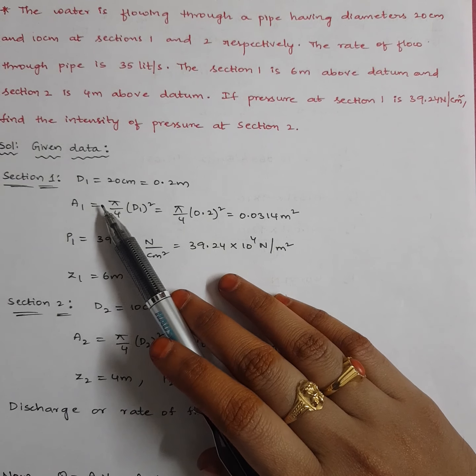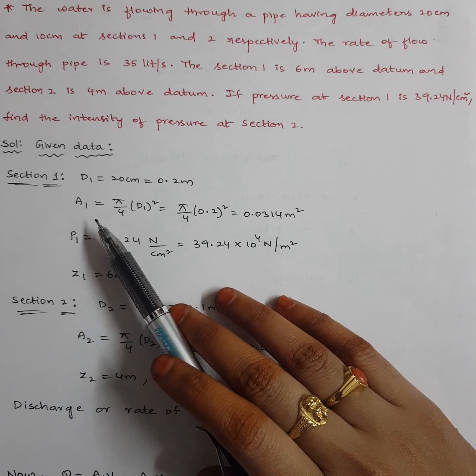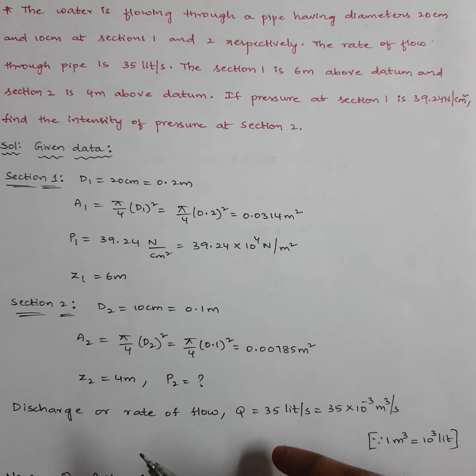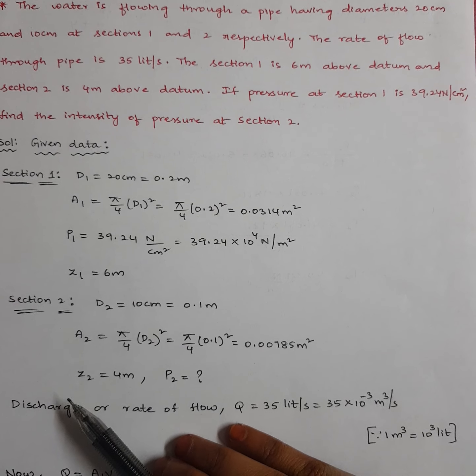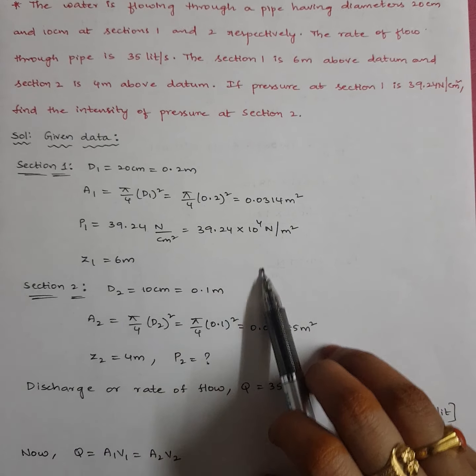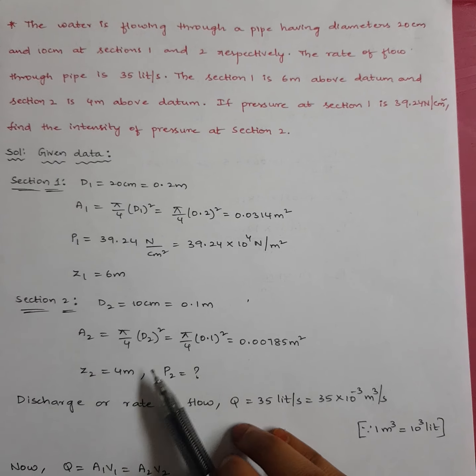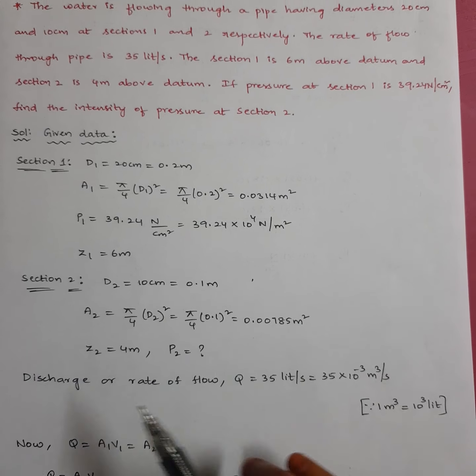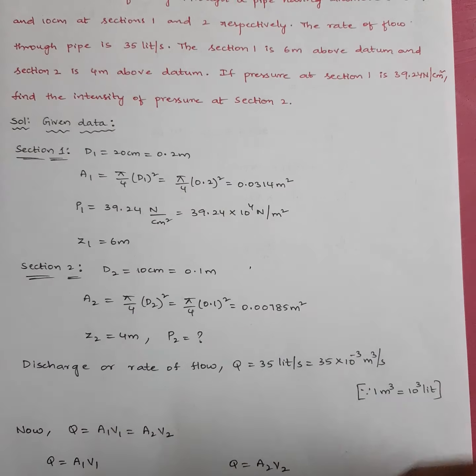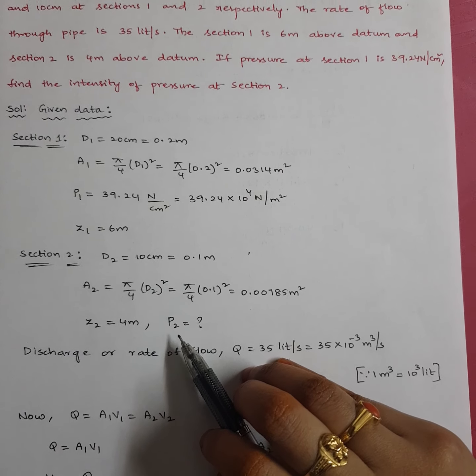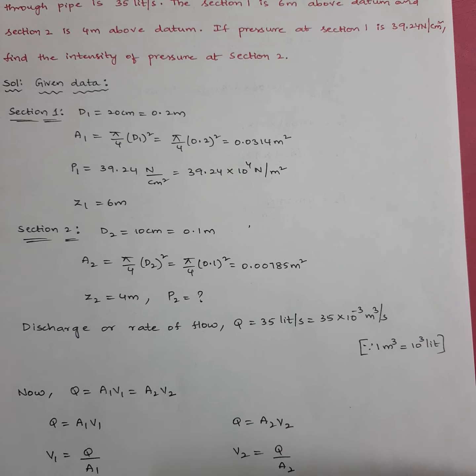And once you know the value of D1, calculate A1. A1 is pi by 4 D1 square. So this is the area. Similarly, let's write the given data at section 2 also. So D2 is 10 centimeters, which is 0.1 meters. A2 is pi by 4 of 0.1 square, which is this much. And Z2 is given as 4 meters. He's asking what is the pressure intensity at section 2, means we want the value of P2.